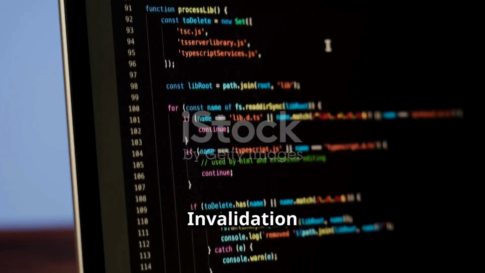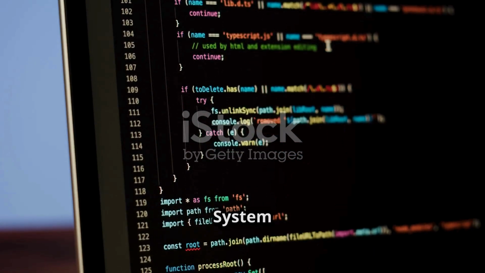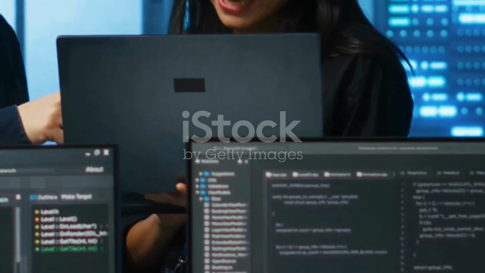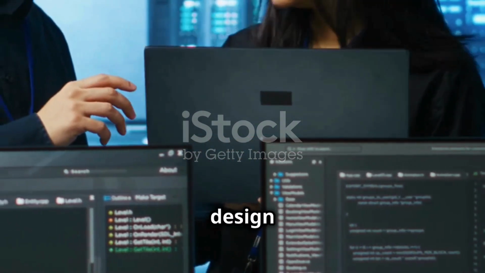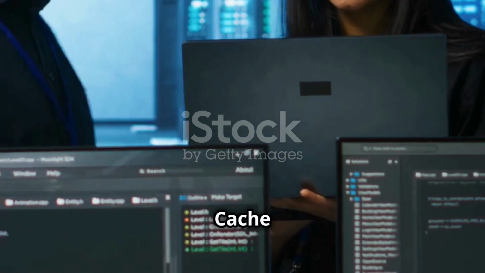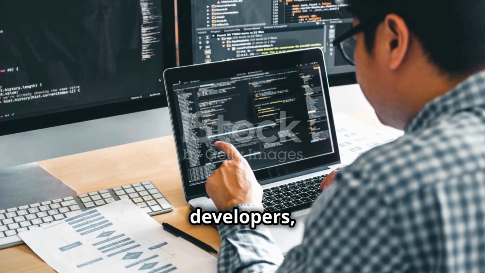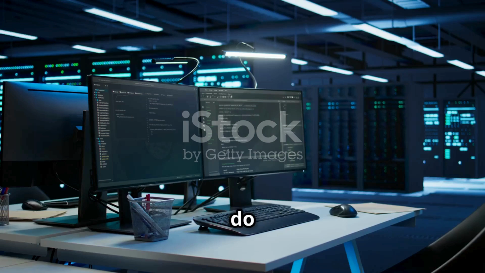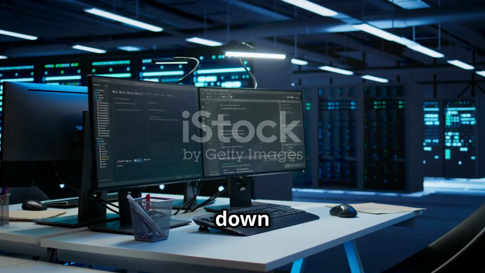Cache invalidation, the art of staying fresh. Boost your system performance today. What's harder than solving a tough system design interview question? Answer: cache invalidation. As developers, we all know caching can speed up applications dramatically, but how do you ensure that the data in your cache stays fresh and accurate without slowing down your system?